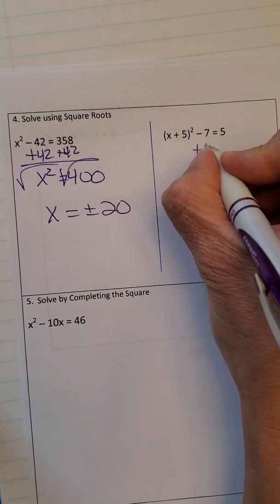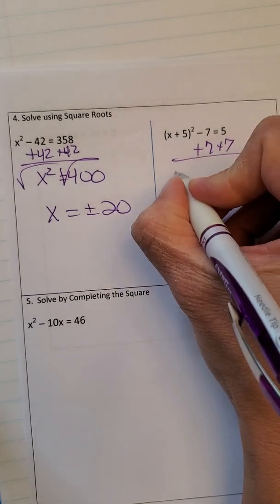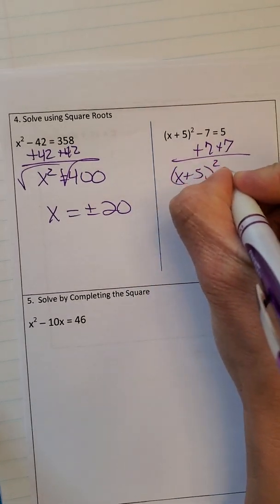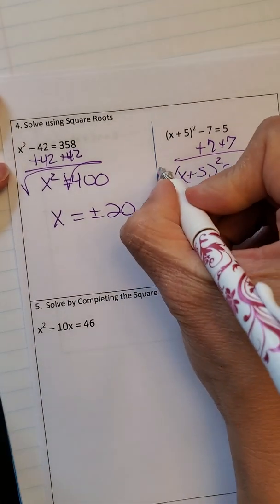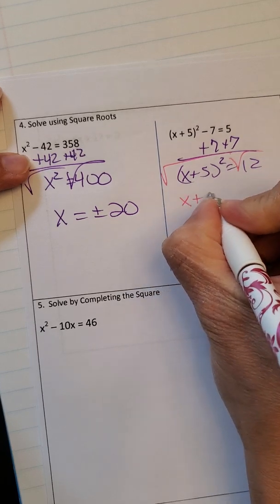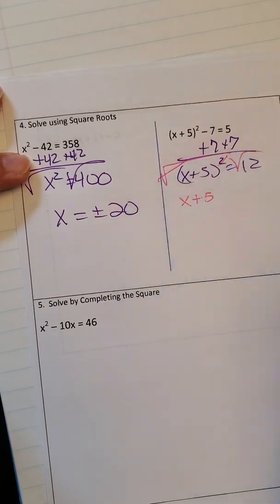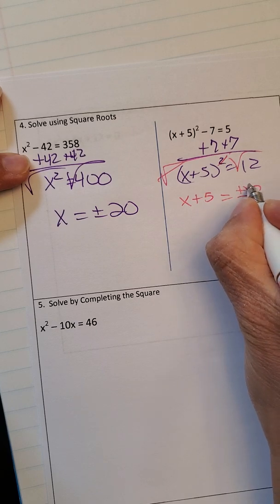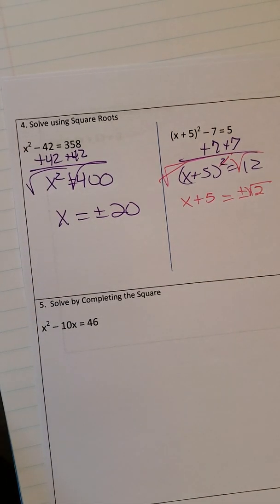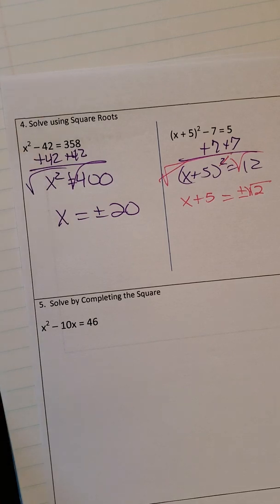Over here, again, I get the squared thing alone. So I get x plus 5 squared equals 12. Then I would square root both sides. So x plus 5. Remember, the squared and the square root always cancel out. Equals plus or minus the square root of 12. And that is going to be irrational because 12 doesn't have a perfect square.